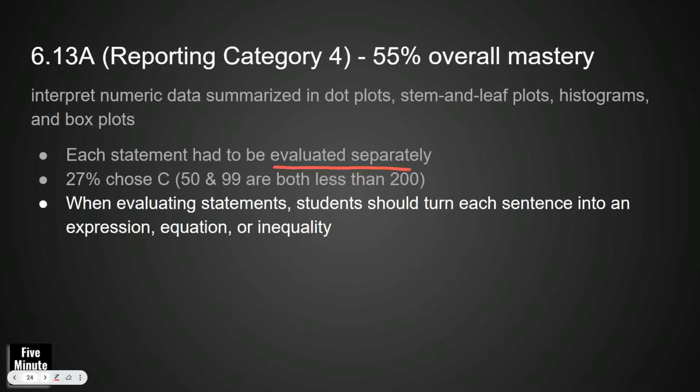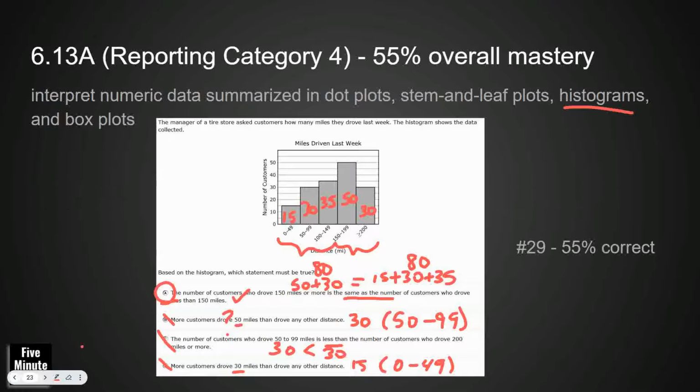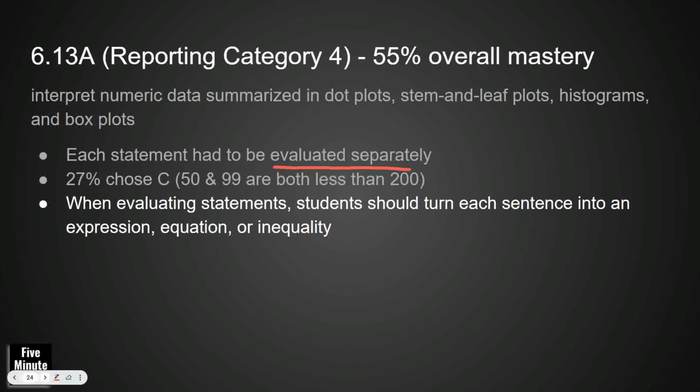Now, 27% chose C. Let's look at that one. Why we think that might be so enticing. If we weren't looking at the values, if we were just looking at the numbers, 50 is less than 200, 99 is less than 200, then wouldn't the 50 to 99 be less than 200? Well, actually, no, it's not. But if you evaluate just the numbers that separate that bar or that category, rather than how many people are in that bar or category, you can kind of see where students might have gotten confused on that one.